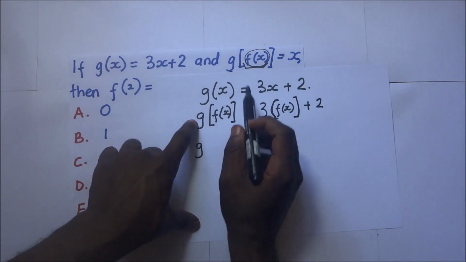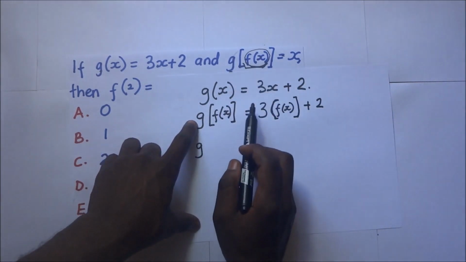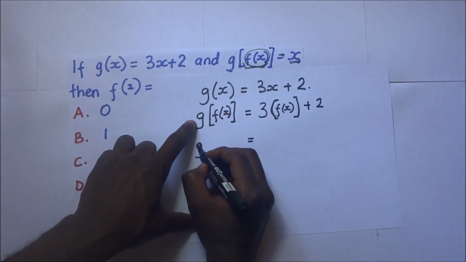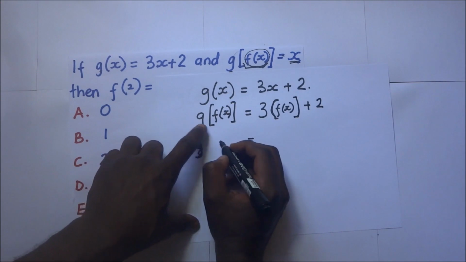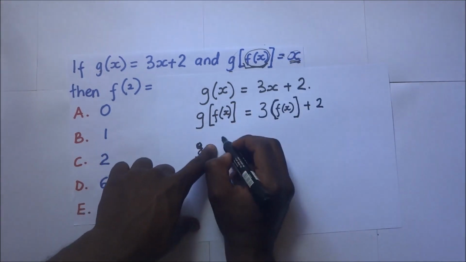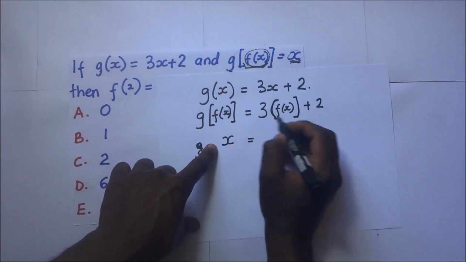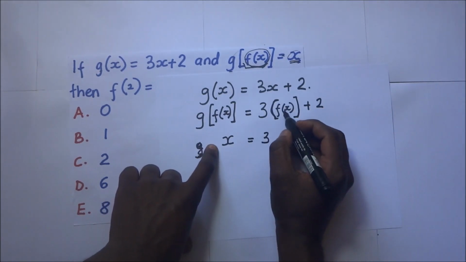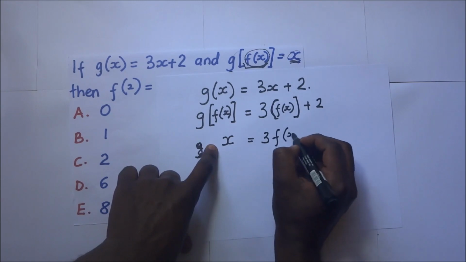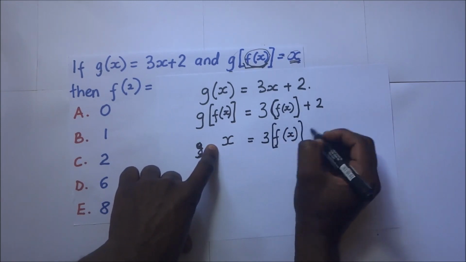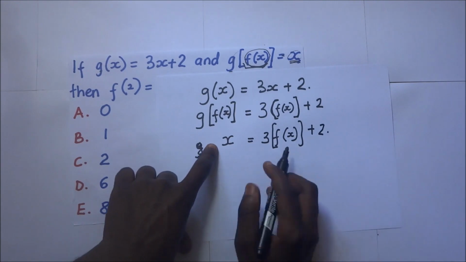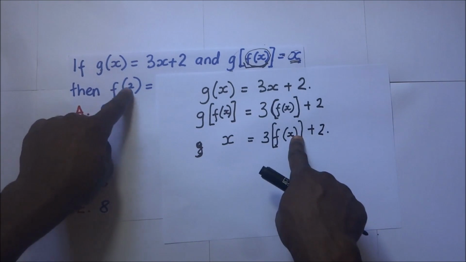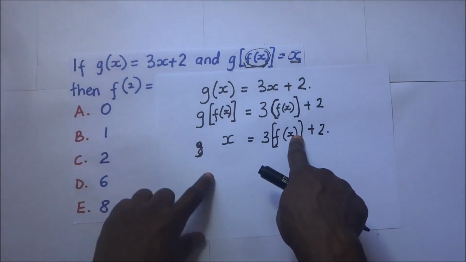Now g of f of x, remember right here, it has given us the impression that g of f of x is equivalent to x. So it means that g of f of x in this case is x. So we shall put x here, and it is going to give us this expression: 3 times f of x plus 2. So we go ahead and make f of x the subject of the formula, because we want f of x first, then we shall put in the value of 2 later.